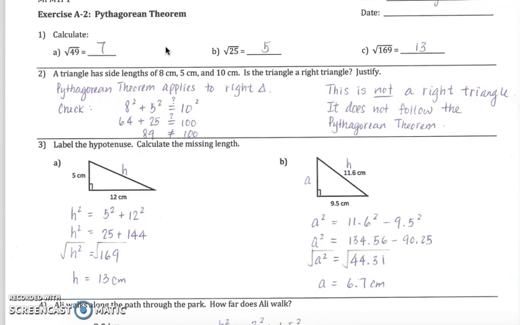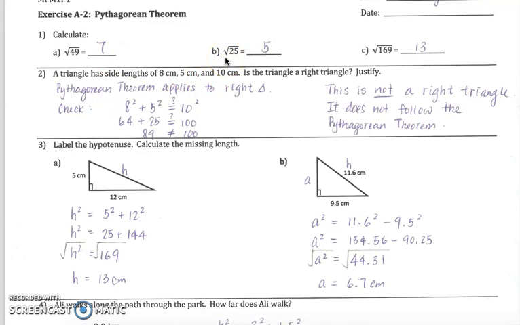Question 1. Calculate the square root of 49. We are looking for the number that multiplies itself to give 49. So the result is 7.